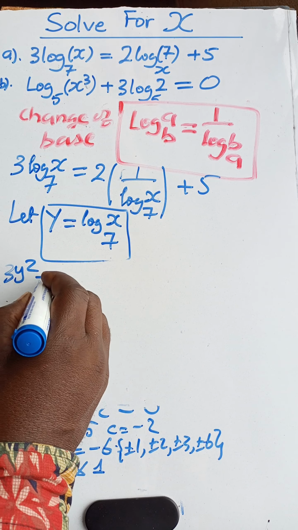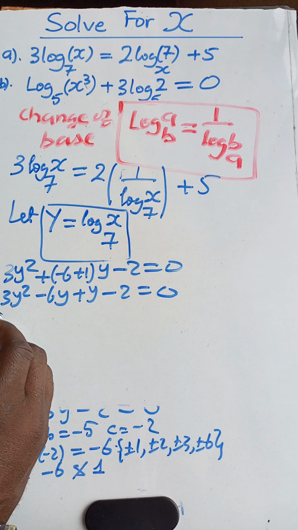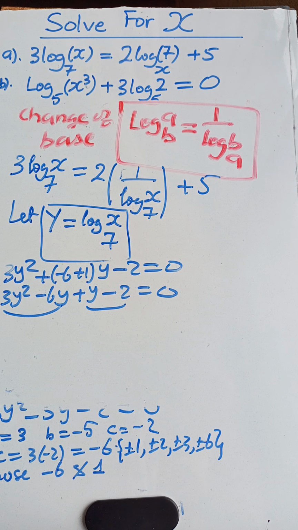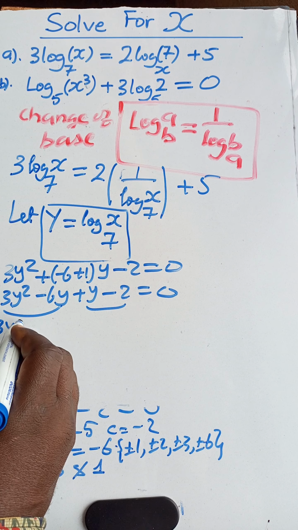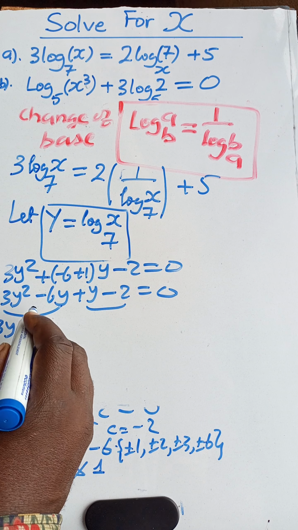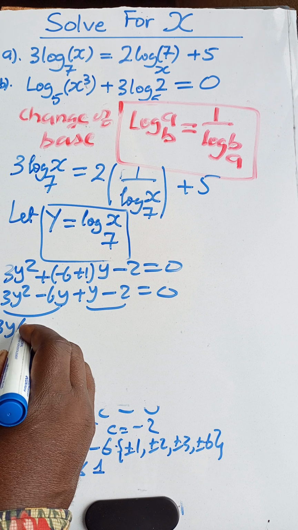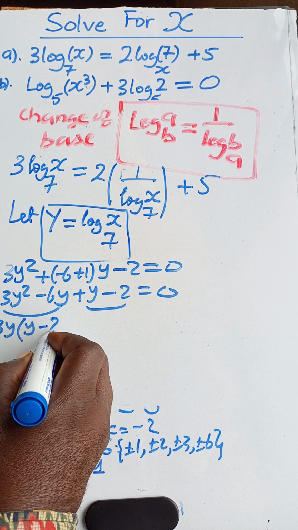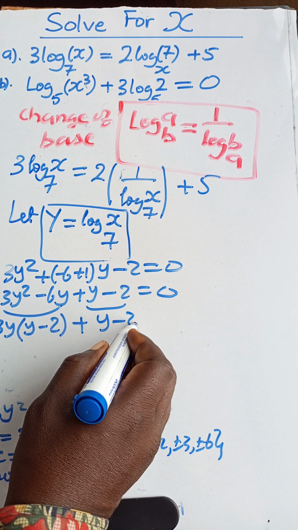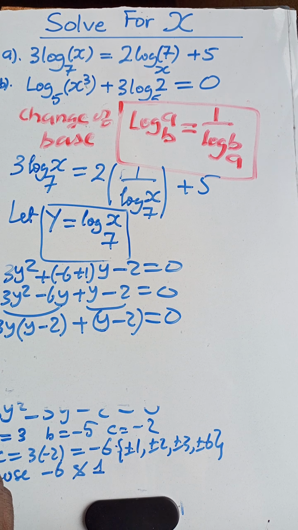Now we open out this with respect to y. We have 3y squared minus 6y plus y minus 2 equals 0. Now we factorize the first two terms and the next two terms. When we take the first two terms, 3y is common. When we remove 3y from here, we're going to get y. Remove 3y from here, we're going to get -2, plus y minus 2 equals 0.